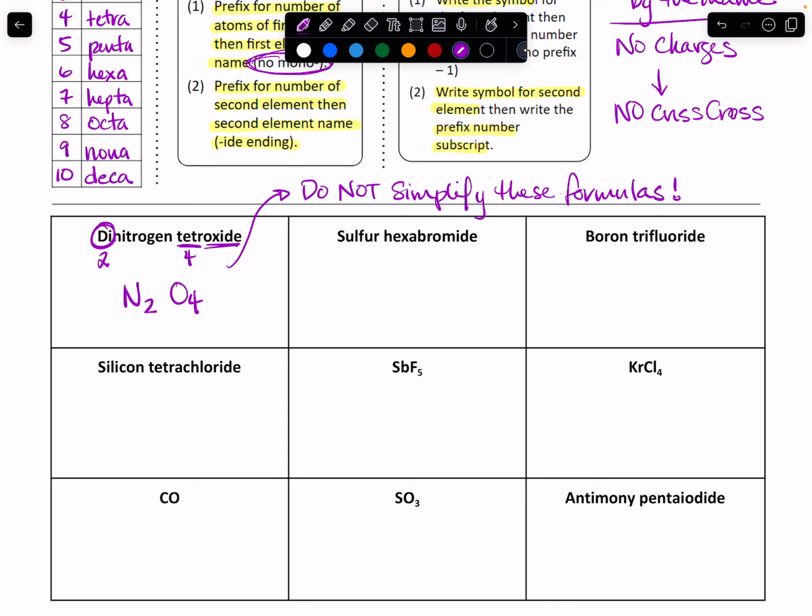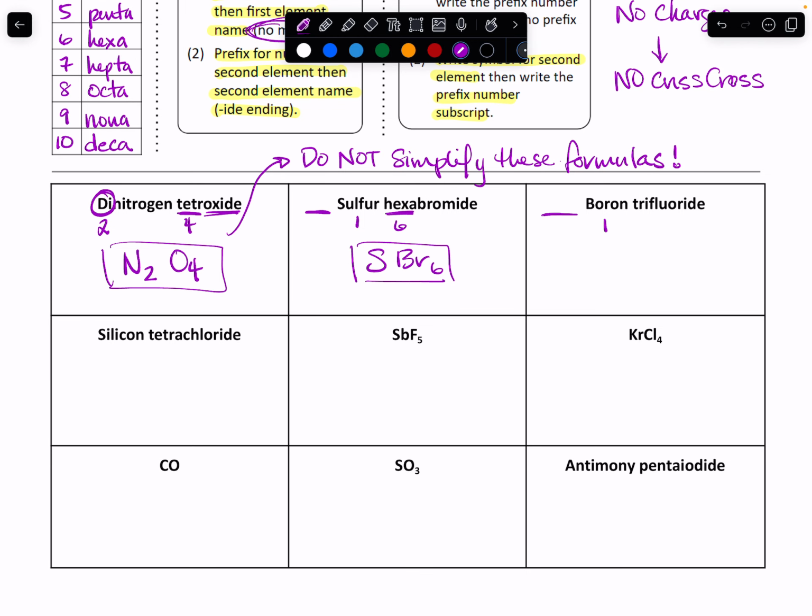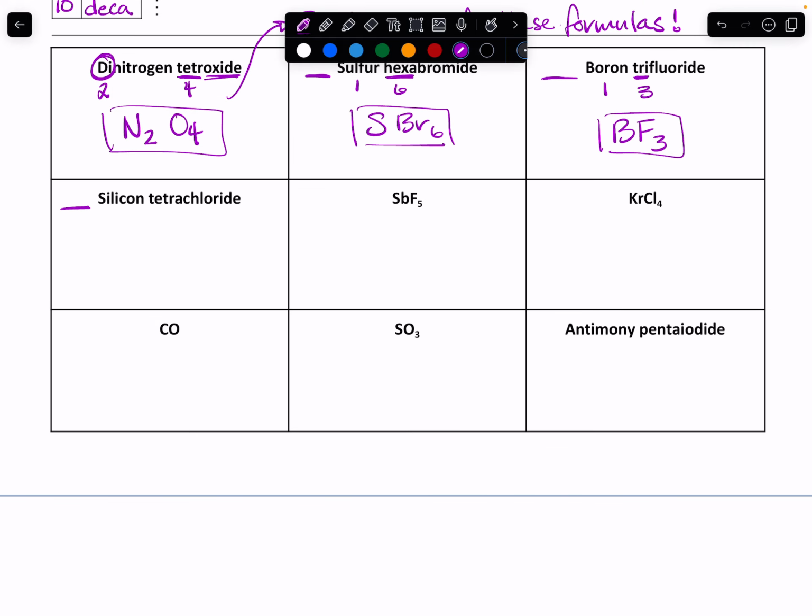Let's move on to our next one, sulfur. Please note no prefix out front, so that means 1 sulfur. And then we have hexa, so that's 6, and then bromide, so SBr6. Boron, no prefix out front, so 1, and then tri, 3 fluoride, so this is BF3. And then silicon, again nothing out front, so 1 silicon, and then tetra, that's a 4, so SiCl4 for silicon tetrachloride. Again, no simplification, and make sure whatever the prefix is in front of the element, that is the subscript for that element. Do not crisscross.